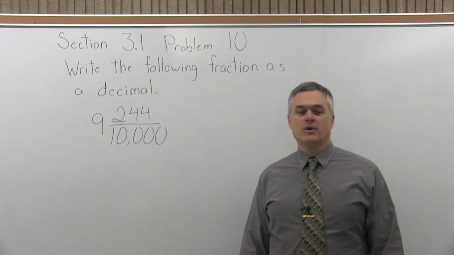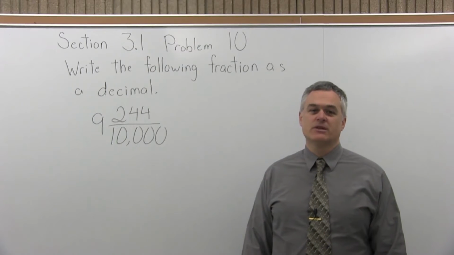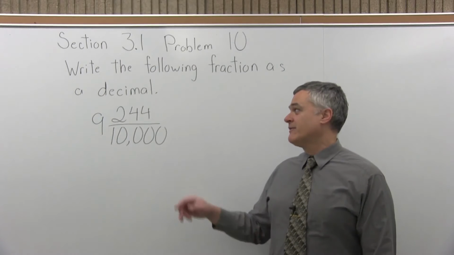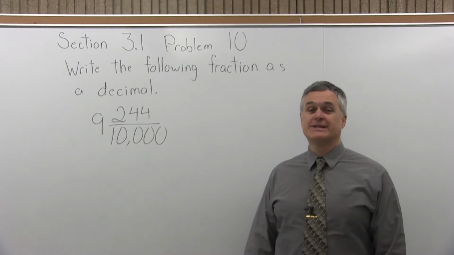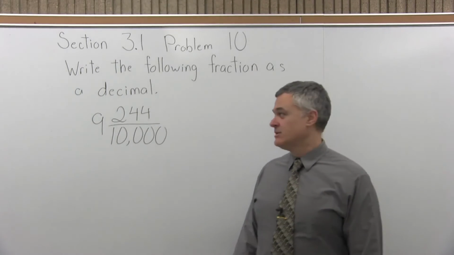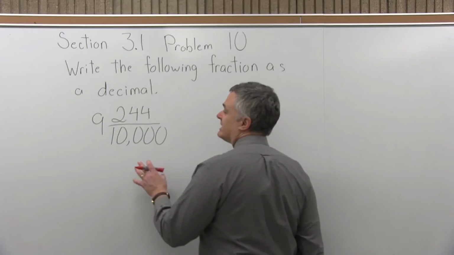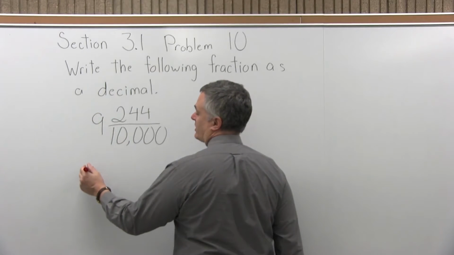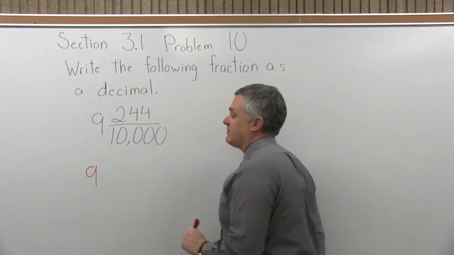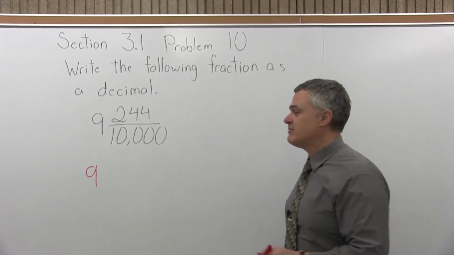This is Section 3.1, Problem 10. It says write the fraction as a decimal, and we have 9 and 244 over 10,000. So, to write it as a decimal, of course, the 9 in front of the fraction will be the same number in front of the decimal, will be 9 point something.